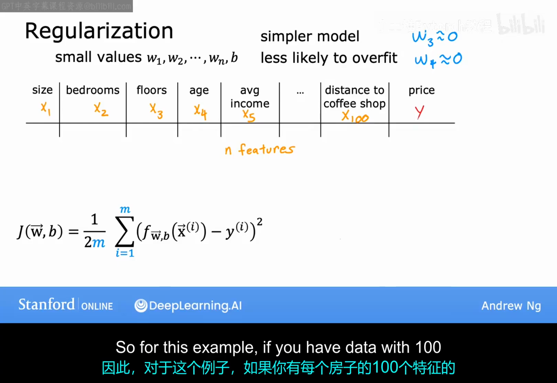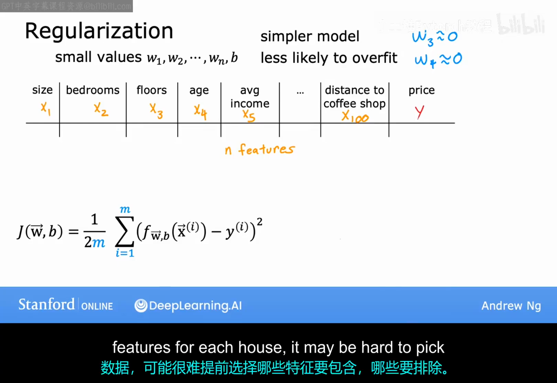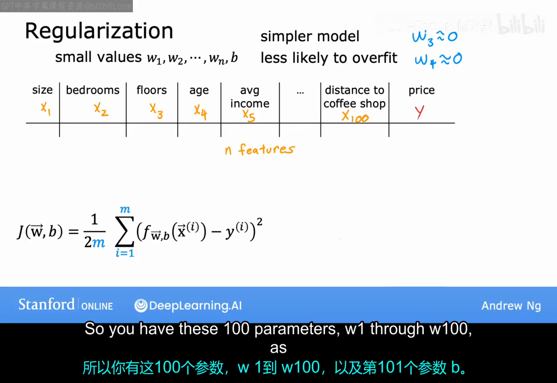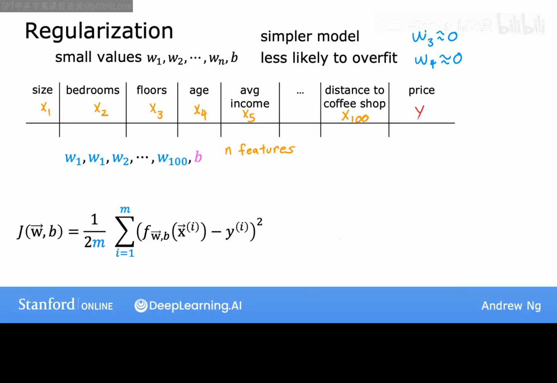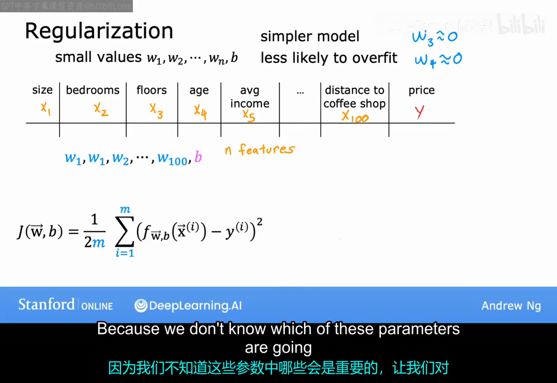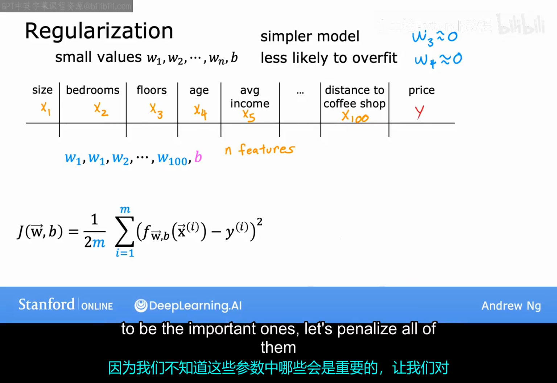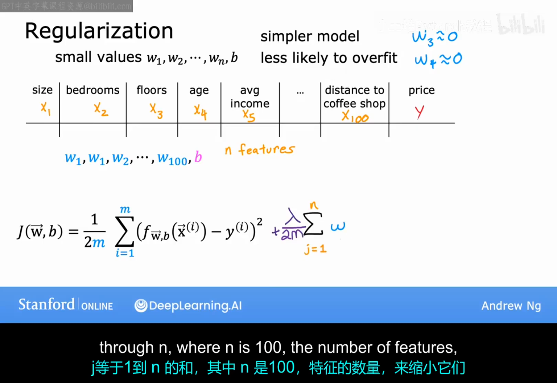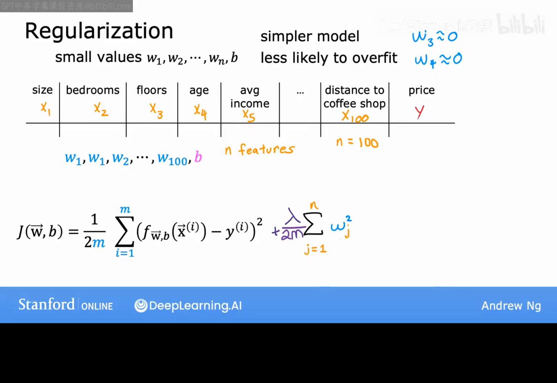So for this example, if you have data with 100 features for each house, it may be hard to pick in advance which features to include and which ones to exclude. So let's build a model that uses all 100 features. So you have these 100 parameters, w1 through w100, as well as the 101st parameter b. Because we don't know which of these parameters are going to be the important ones, let's penalize all of them a bit and shrink all of them by adding this new term lambda times the sum from j equals 1 through n, where n is 100, the number of features, of wj squared.